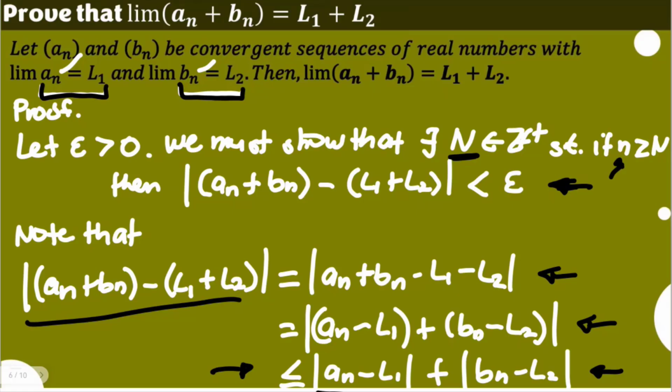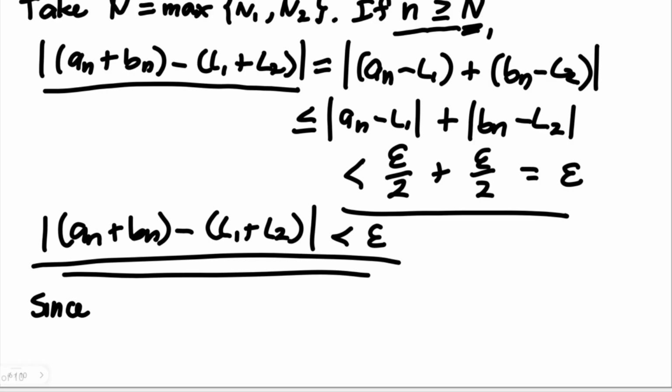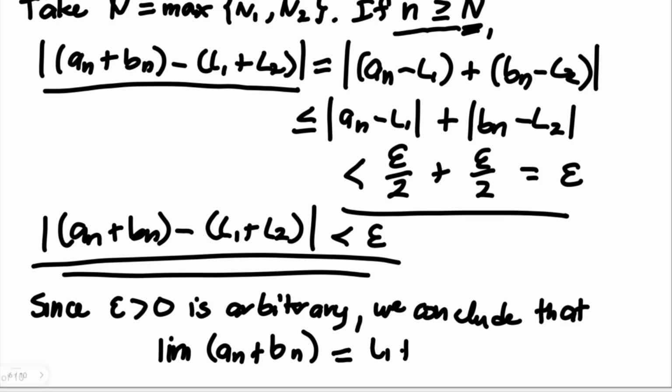Okay, so once we reach that, we have shown that this statement is really true: the limit of the sum of the sequences is equal to the sum of their individual limits. So just simply state here, since epsilon greater than 0 is arbitrary, however small, we conclude that the limit of the sum of the sequences is equal to L sub 1 plus L sub 2. This is the end of this proof.